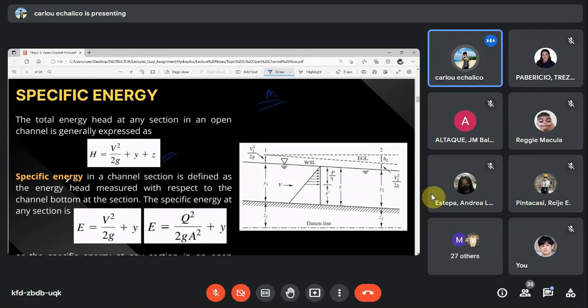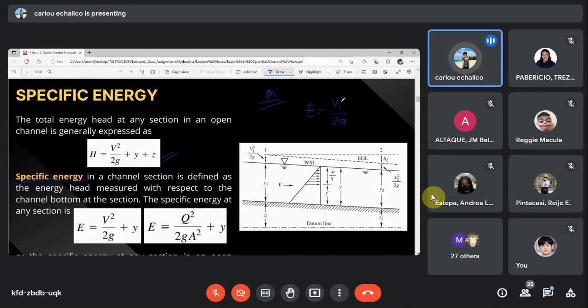But when we say specific energy, this is what we will use throughout the discussion. Specific energy is the energy head measured with respect to the channel bottom. This means the specific energy is measured only with respect to the channel bottom. So let's say, for example, our total energy includes the velocity head.